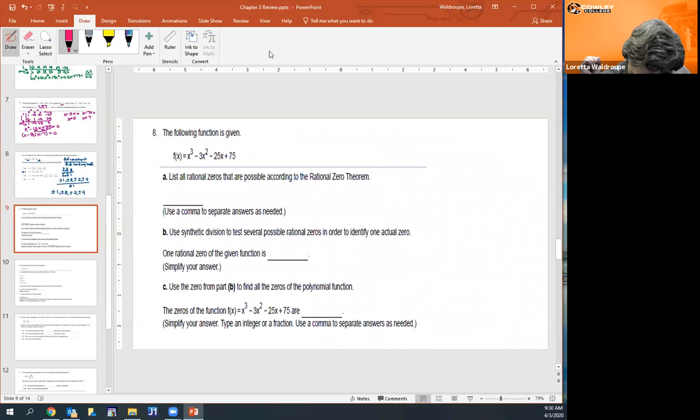Okay, now we have a function, and again, for part A, we want all the possible zeros. So what can you multiply to get 75? Well, let's see, 1 and 75.